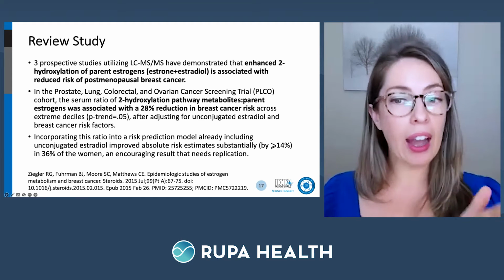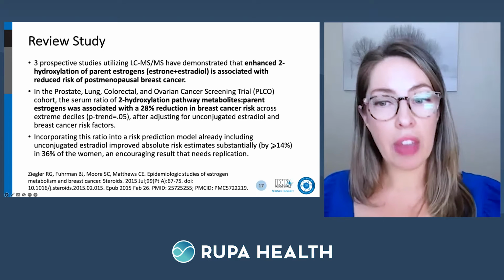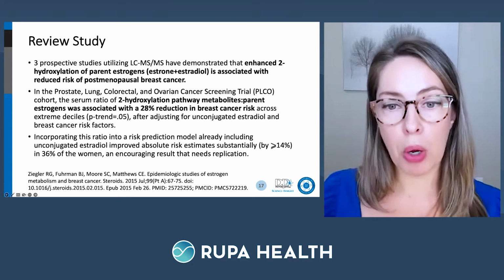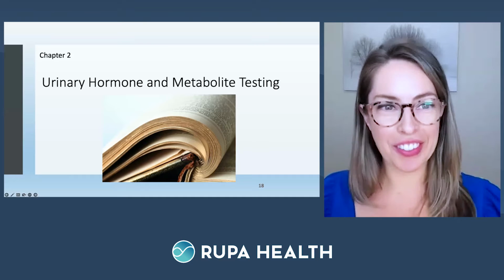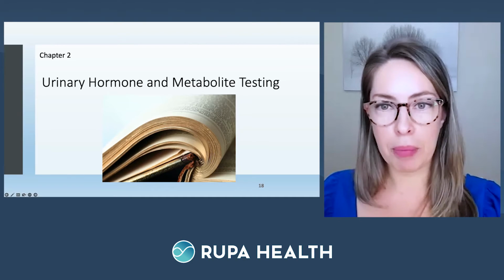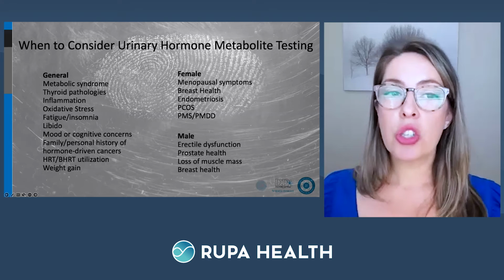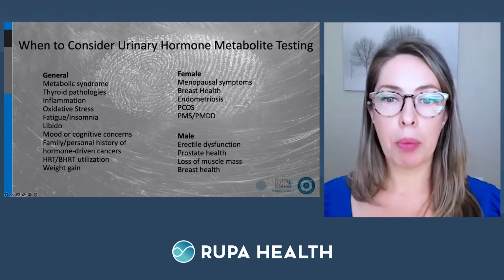But this was looking at enhanced 2-hydroxylation of those parent estrogens, and that was associated with the reduced risk in postmenopausal breast cancer. So we're seeing that over and over and over again. So now I want to introduce you to the urinary hormone and metabolite test. So these are the areas when you might consider doing this type of testing.